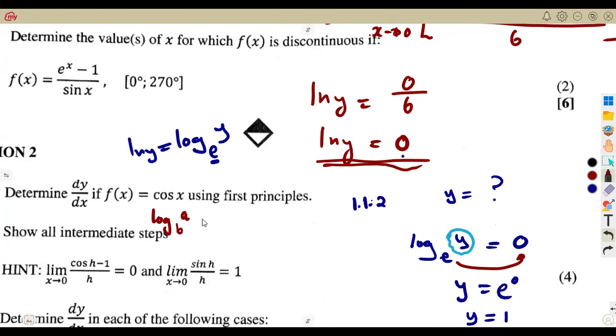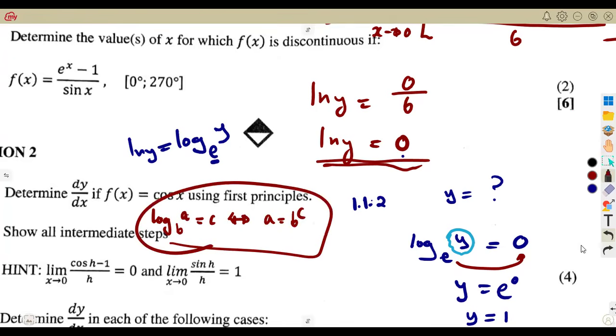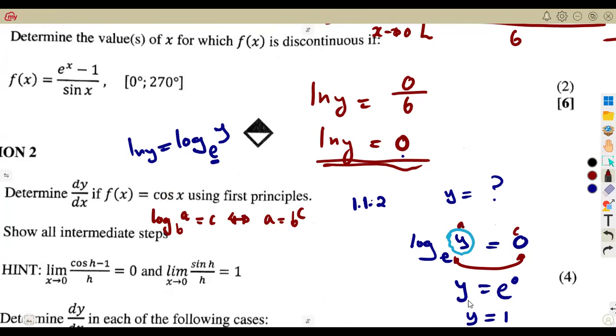Log a in base of b is equal to c. We're converting this: a is equal to b to the exponent of c. So this conversion is the one that we are using now. This is your a, this is your b, this is your c, according to this.